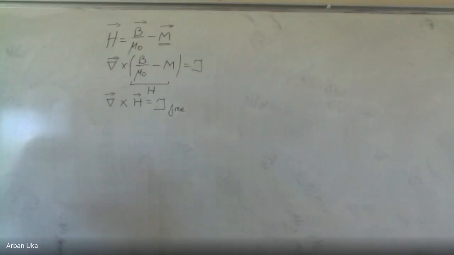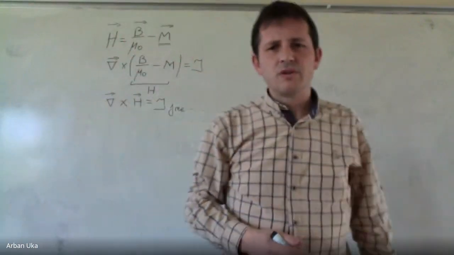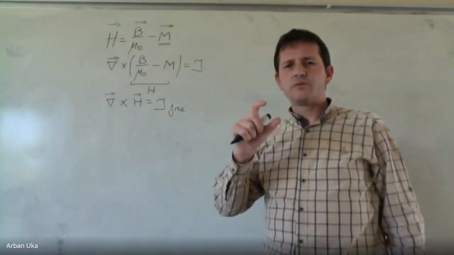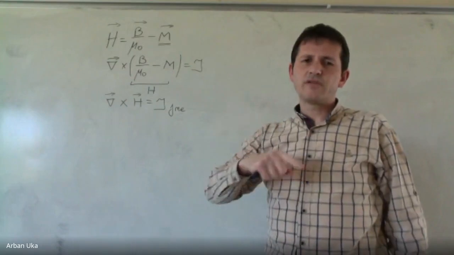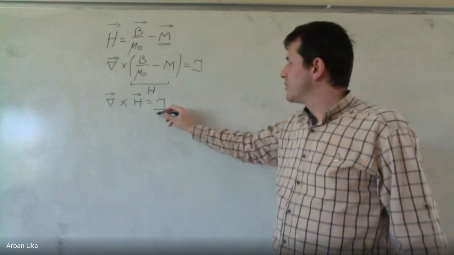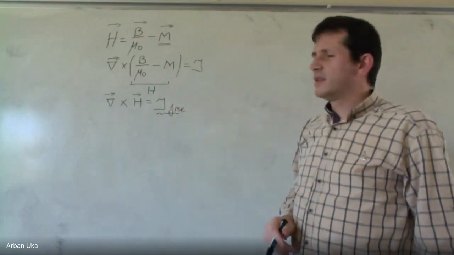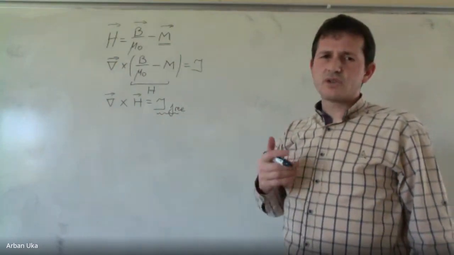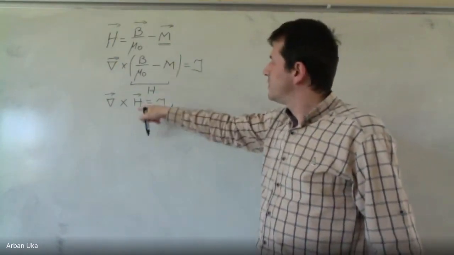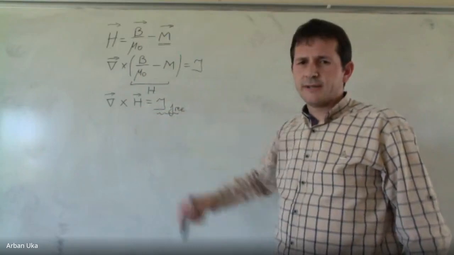The free electrons, which come from connecting a piece of metal to a battery. So if you have a piece of metal, you connect it to a battery, and it has a resistance, and you have current flowing, we're talking about this, okay? Then the induced currents, because of the magnetization of the materials, are now found inside this H, okay?